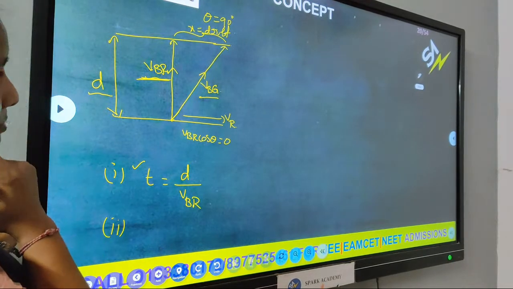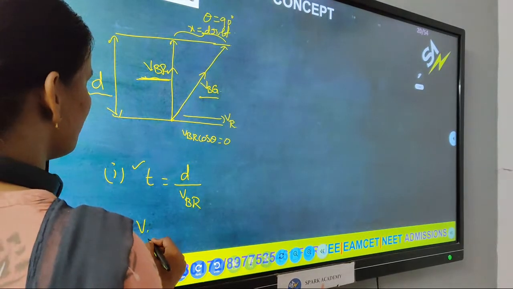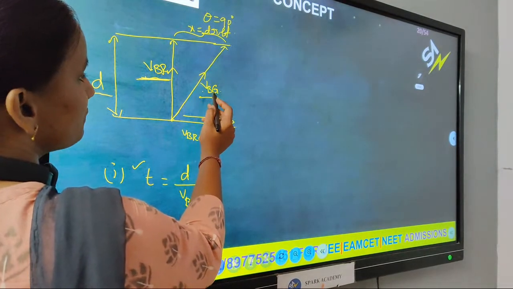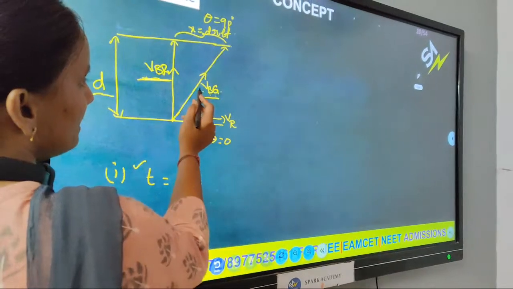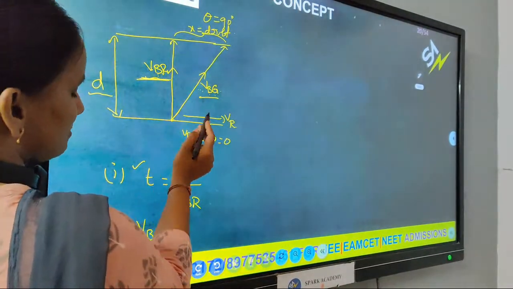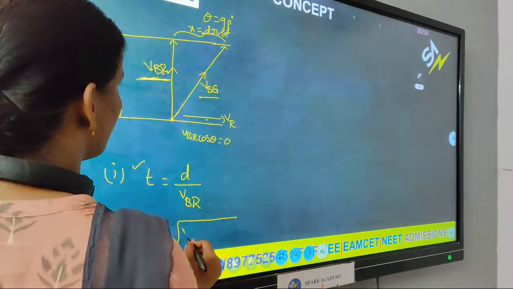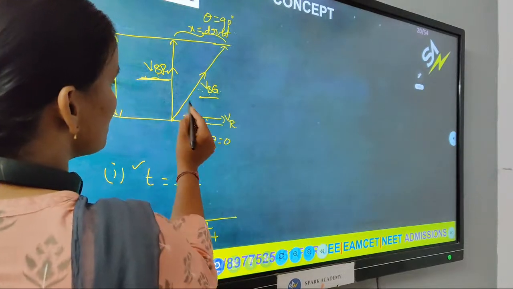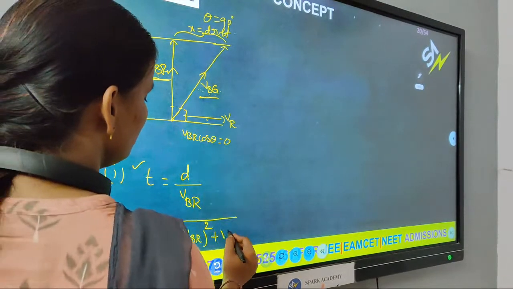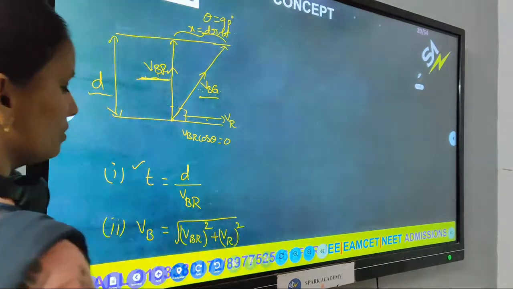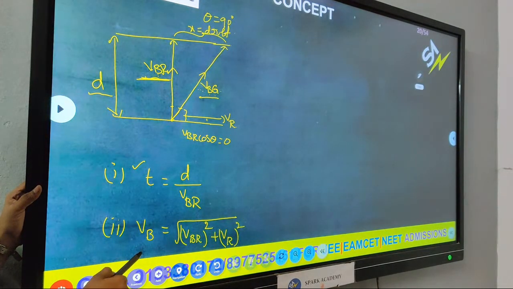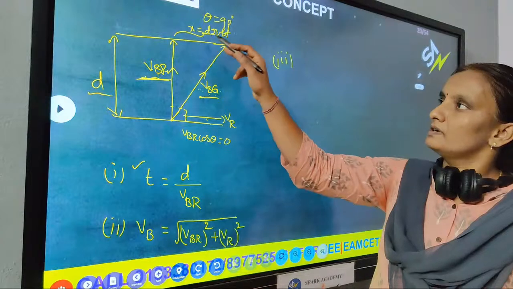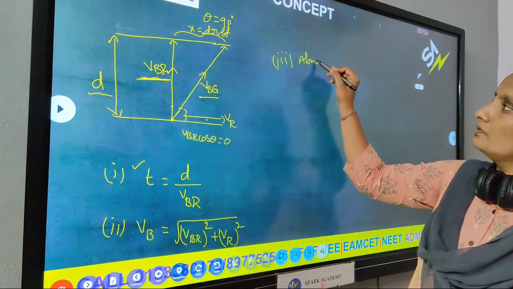And in this case, while he is taking minimum time to reach the opposite bank, what is the velocity of the boat? They can ask the actual velocity of the boat. Here the actual velocity of the boat, with respect to ground, is the resultant of these two vectors. So we can write the square root of VBR whole square plus VR whole square, as these two are perpendicular to each other. That is the actual velocity of the boat. And there is a drift in minimum time, along the river flow.